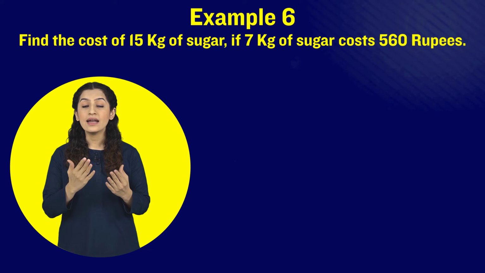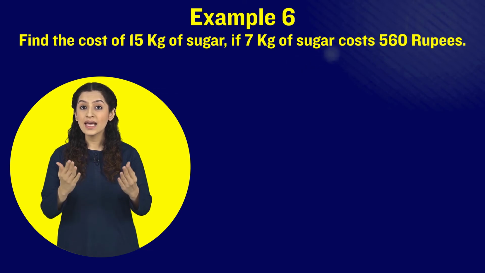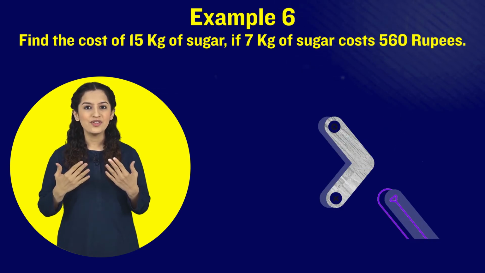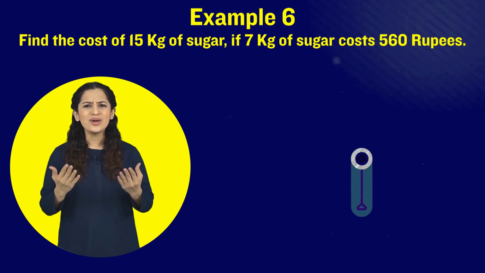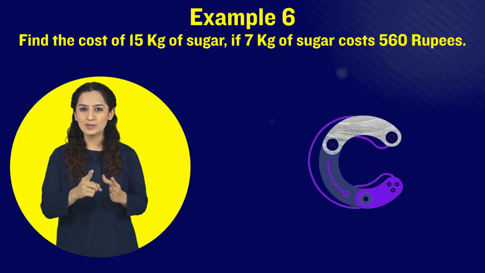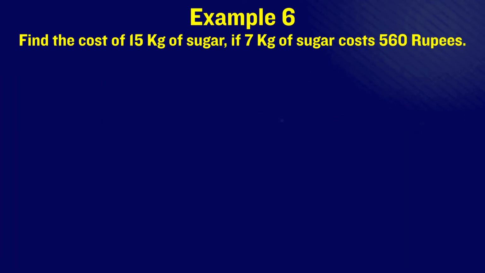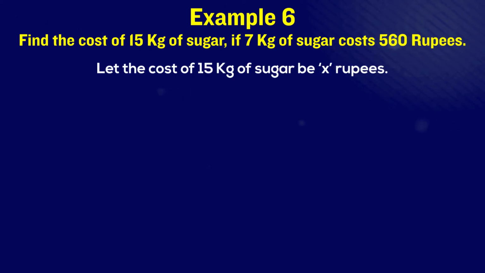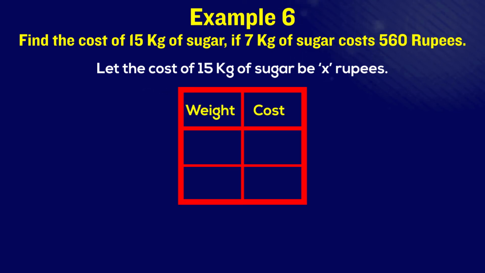Whenever we have to find an unknown quantity, we let it be any variable. What I prefer is x. You can try to argue and ask why, or just agree and say sí. That's Spanish for yes. Settling the matter of the unknown variable, we let the cost of 15 kilos of sugar be x rupees. To make things easier, I am making a data chart. We have cost x for 15 kilograms of sugar, while 7 kilograms of sugar cost 560 rupees.